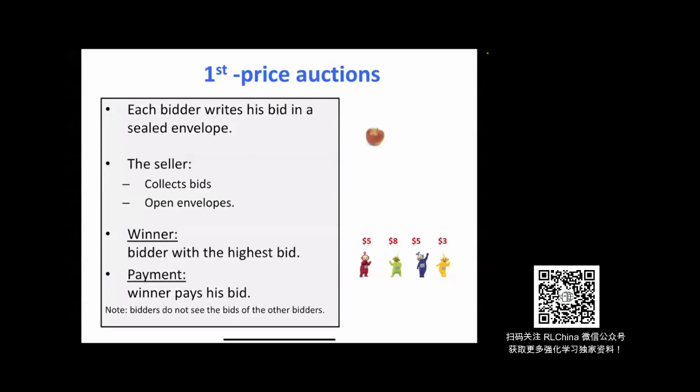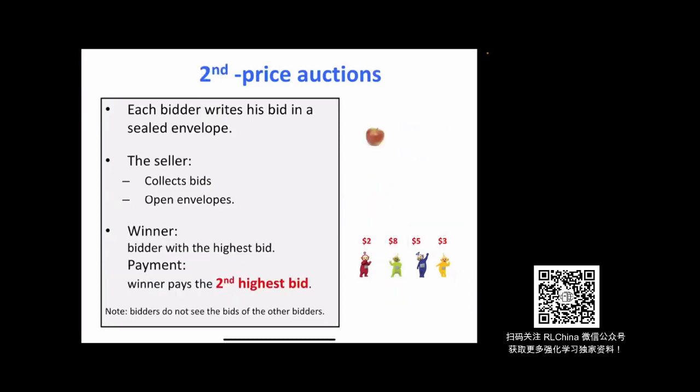Let's look at what the first price auction is. Everybody secretly writes their bid in an envelope and sends it in, and then the one with the highest bid receives the item and also pays the highest bid. So it's called the first price auction. The second price auction works similarly, but the payment is different. Still, the one who bids the highest, in this case $8, wins, but this person only pays the second highest price, not the first price.